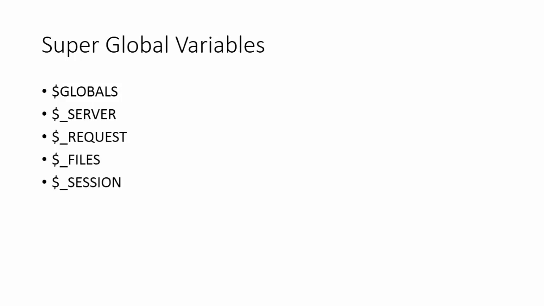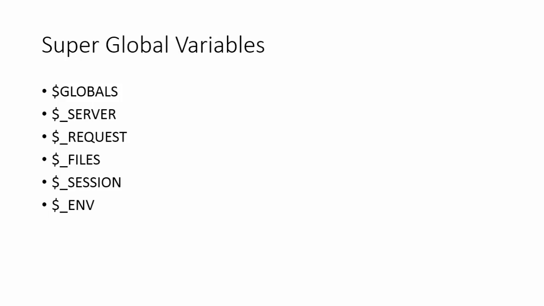Now there are 9 types of superglobal variables. First one is $GLOBALS, then we have $_SERVER, then $_REQUEST, then $_FILES, and then $_SESSION, and thereafter we have $_ENV, the environment. And you can see, except for just one variable, $GLOBALS, all of these variables start with the dollar and then underscore sign. Now these are the variables that we call superglobal variables.